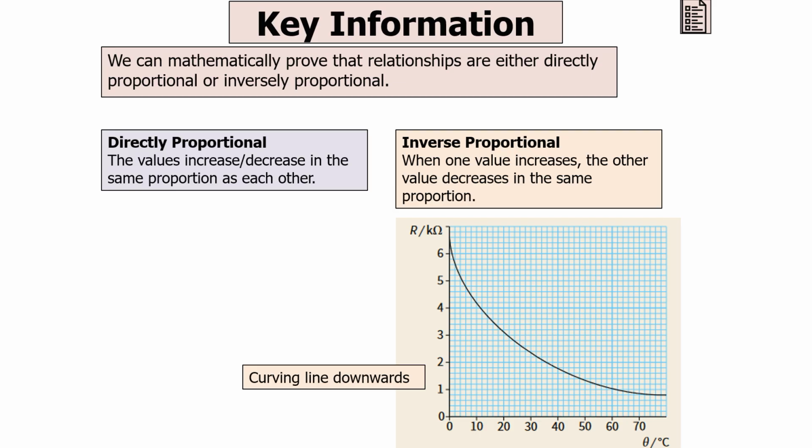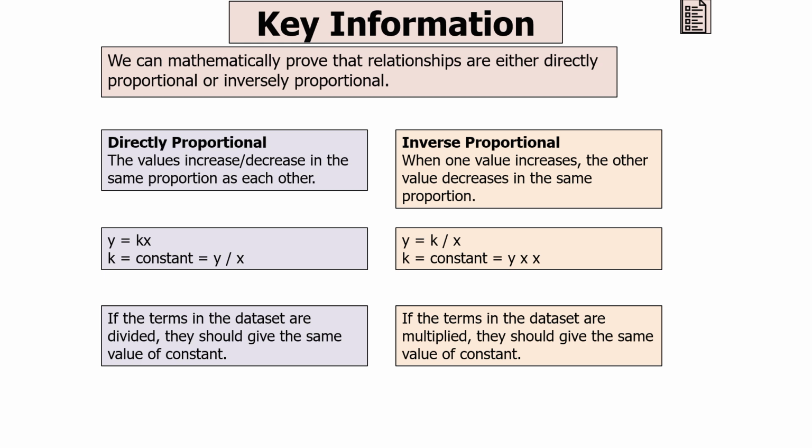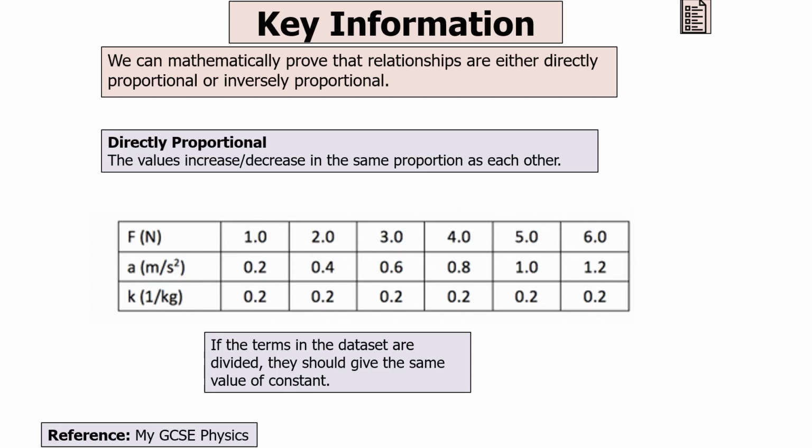So this tells us mathematically, in direct proportionality, y equals kx, where k is a constant, so therefore k equals y over x, whilst in inverse proportionality, y is equal to k over x, where again k is a constant, so the constant is y times x. So this tells us a couple of things. If the terms in the data set are divided, the y and the x values are divided by each other, if they are directly proportional, they should give the same value of constant each time, whilst if the terms in the data set are multiplied, the y and the x term, well they should give the same value of constant if it's inversely proportional. So let's have a look at this idea of direct proportionality.